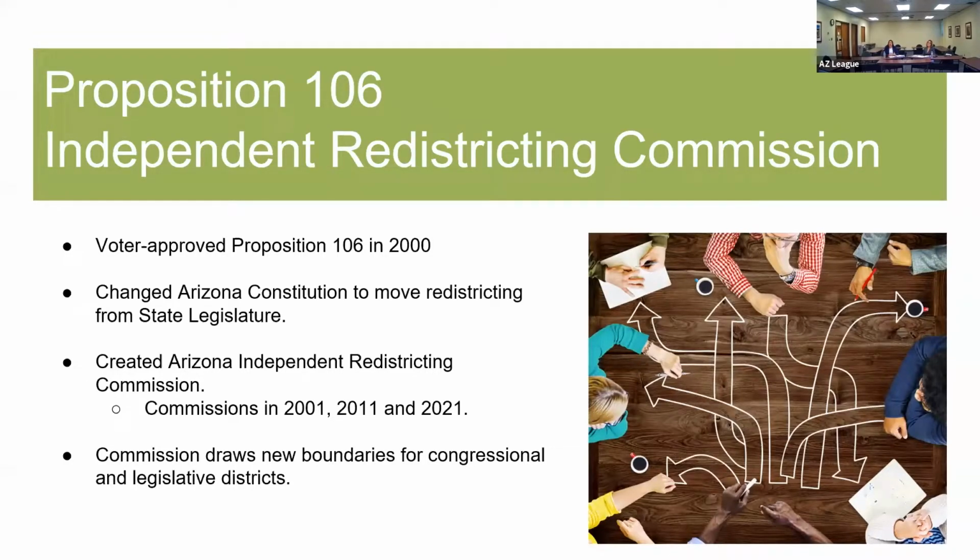Prop 106 actually amended the state constitution. So every 10 years on February 28th, the Independent Redistricting Commission convenes. Their first one was in 2001. They had one in 2011, and then 2021 is the most recent one. There are 5 members on the commission, and Prop 106 is very specific about how those members are allocated.